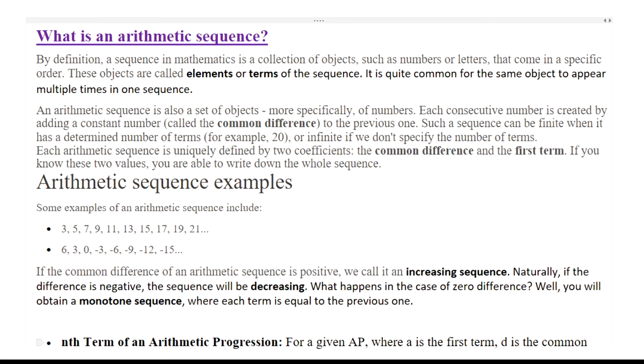Now, what happens in the case of zero difference? For example, if I take the sequence 2, 2, 2, 2, 2 and so on, you will obtain a monotone sequence where each term is equal to the previous one. Correct? So please understand increasing sequence, decreasing sequence and monotone sequence.